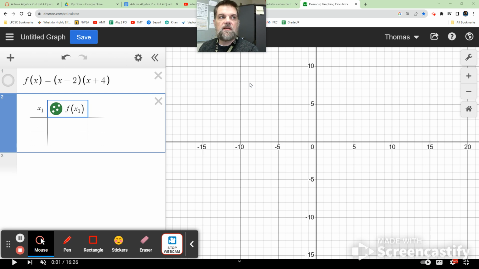Yes? Should the circle be black? It doesn't matter which color it is. It just randomly chooses color. If that's the color that Desmos chooses for you, that's fine.